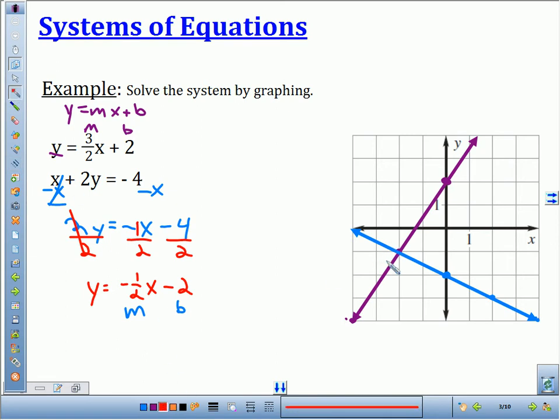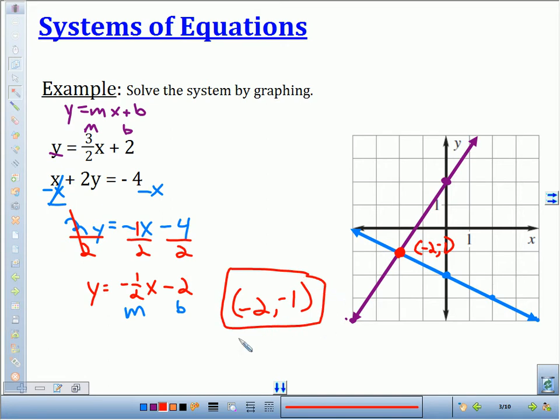Well, now I can see that my solution is right here. It is the point (-2, -1). So that's my solution, (-2, -1). I'm done.